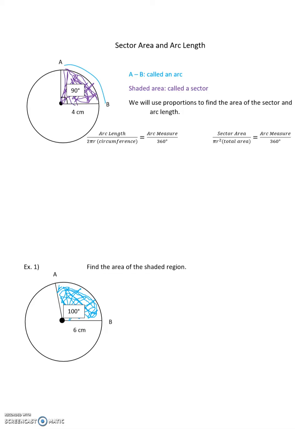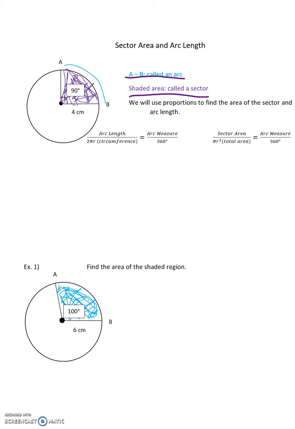So we have our first example over here, the circle AB with a central angle of 90 degrees and a radius of 4 centimeters. You can see off to the side where I have AB, that blue line I tried to draw, that's called an arc. It's just a piece taken out of the circle. And then the shaded area in purple, that's called a sector. That's just a piece we're cutting out of the circle.